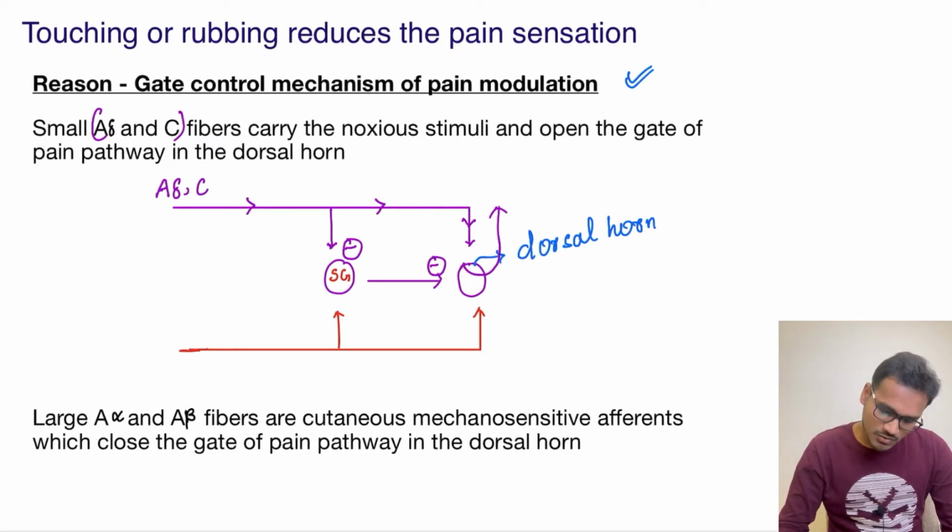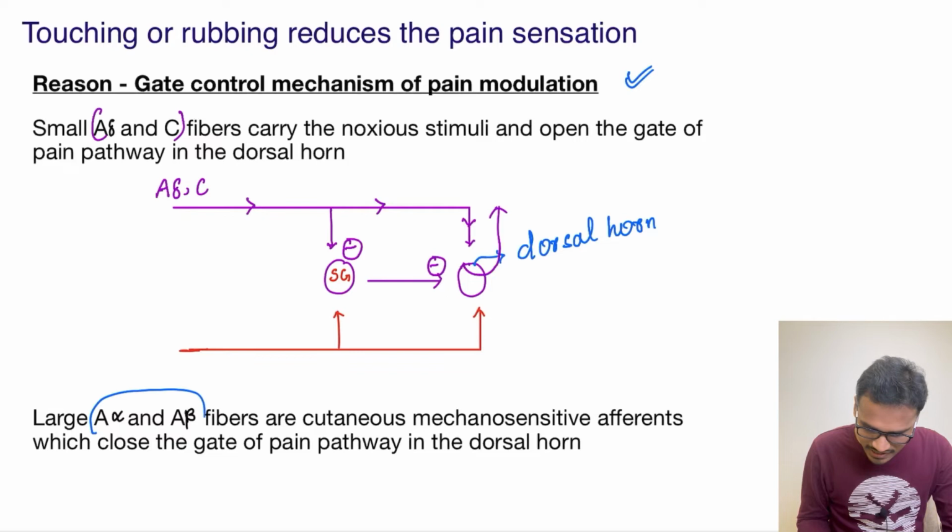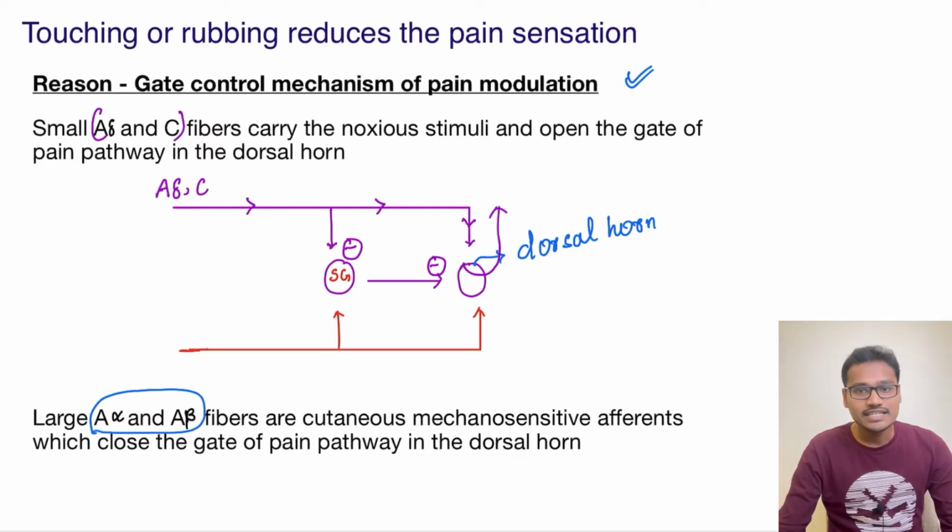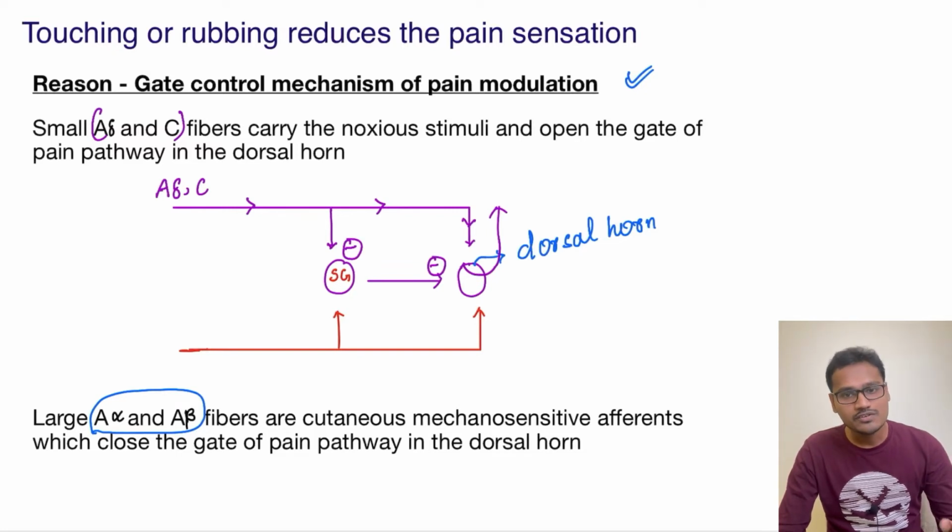Now how is this blocked? This is blocked with the help of another group of fibers, that is the A alpha and A beta fibers. These are large fibers. These are not pain fibers, they are mechanosensitive fibers. Because of their structure, they are large in size. They can go and inhibit the stimulus that is being carried by the pain receptors.